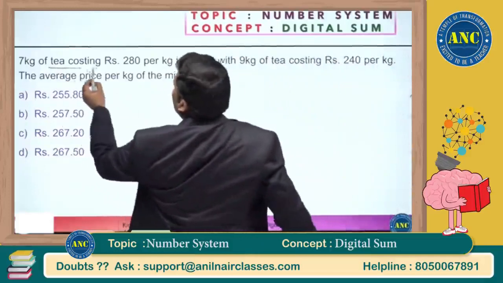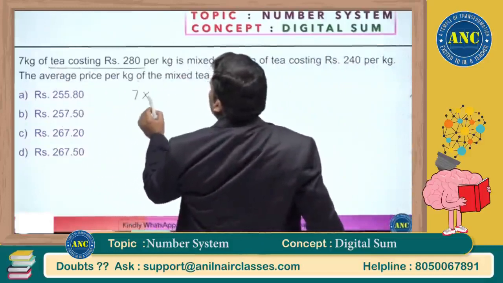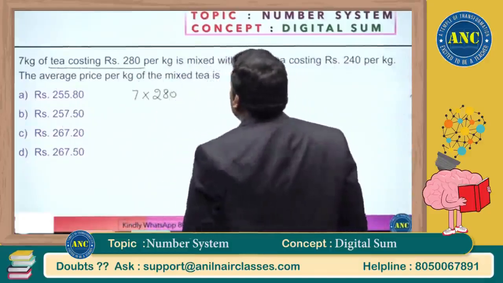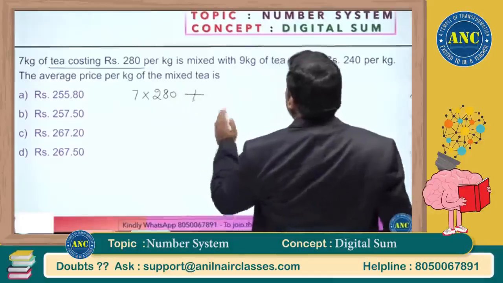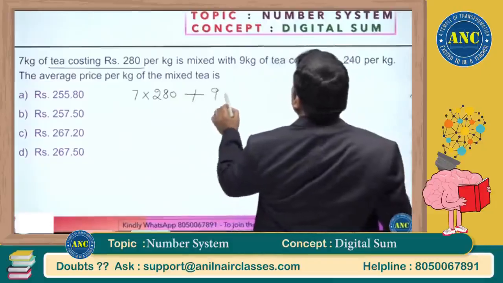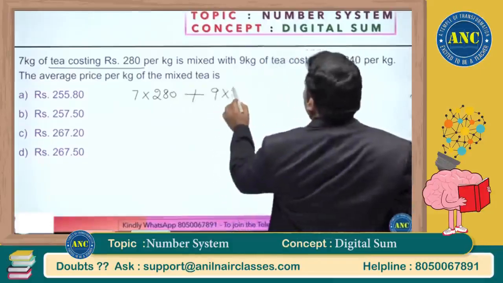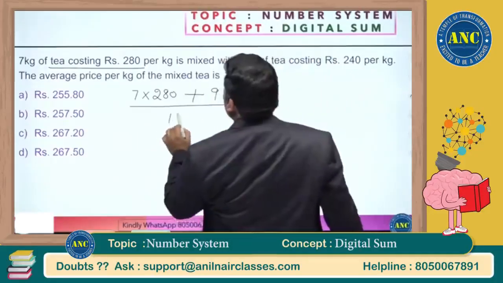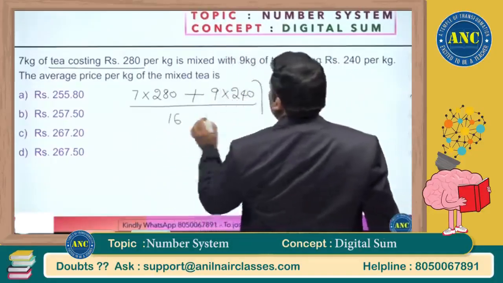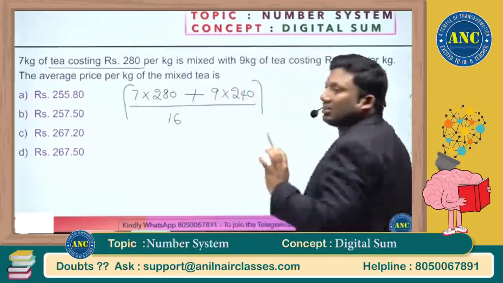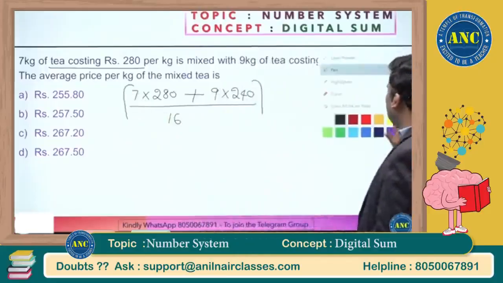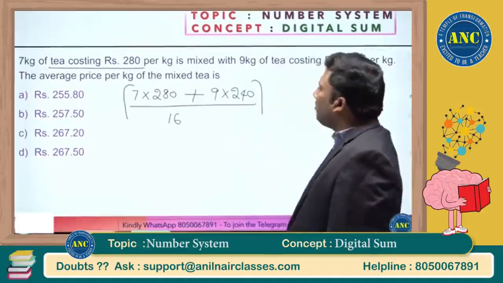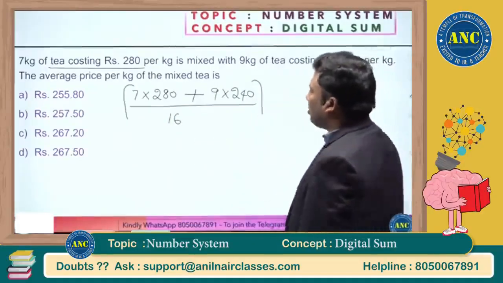7 kg of tea costing 280 per kg. Every kg is 280 rupees. 7 kgs I bought. I mixed with it 9 kgs of tea costing 240 per kg. Each is 240. Total I bought 16 kgs. This is the answer we have to find. Avoid calculation. 7 into 280 plus 9 into 240, divided by 16.